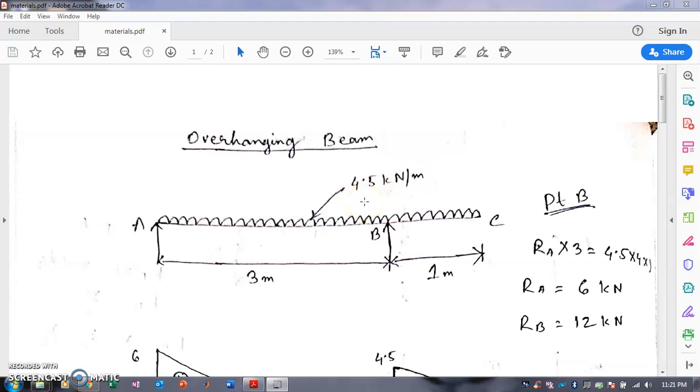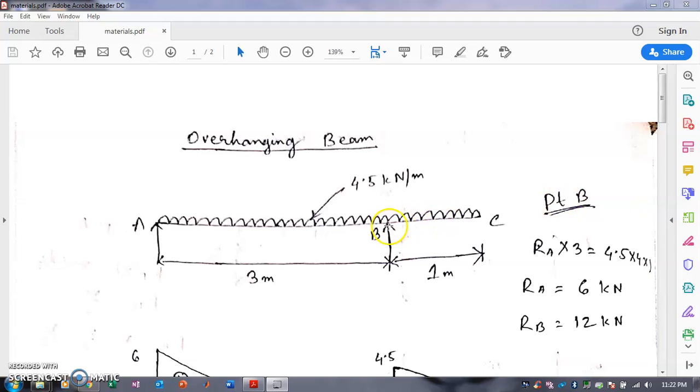So now we are going to draw at first the shear force diagram, then the bending moment diagram of this overhanging beam. So what we have to do at first, we should calculate the value of reaction forces at both the supports. So here we need to find out RA and RB. You all know the procedure to find the reaction forces. We have to take all the moments about any of the points. Here we are considering point B.